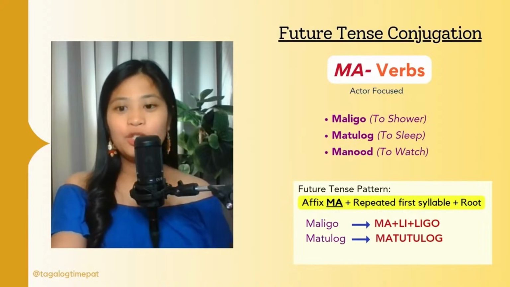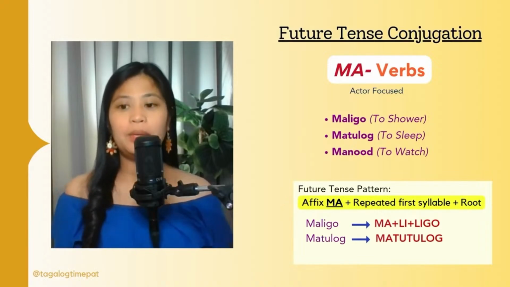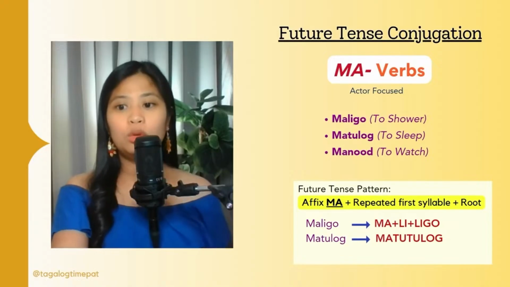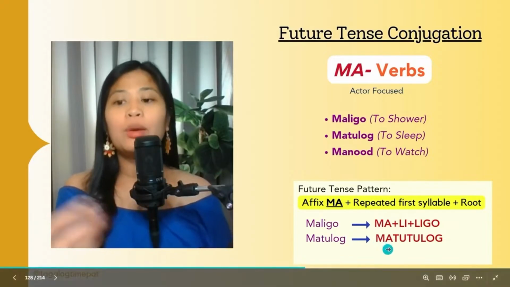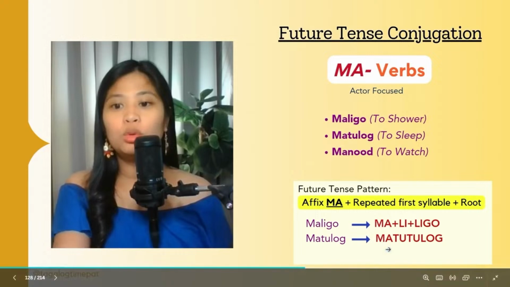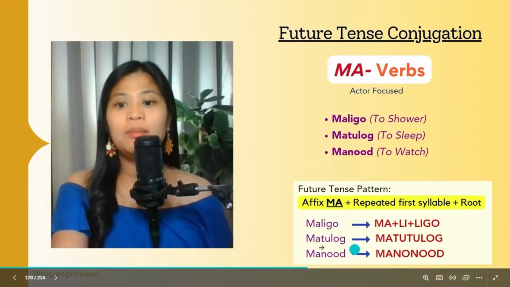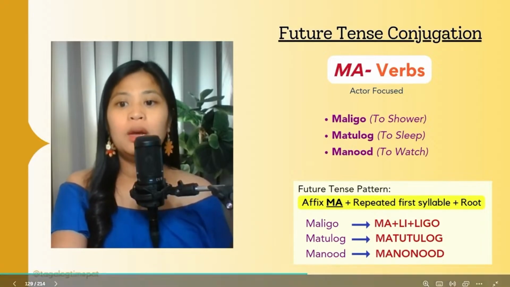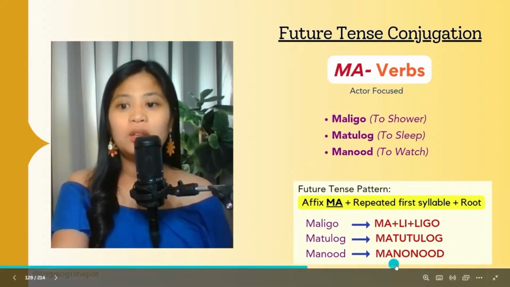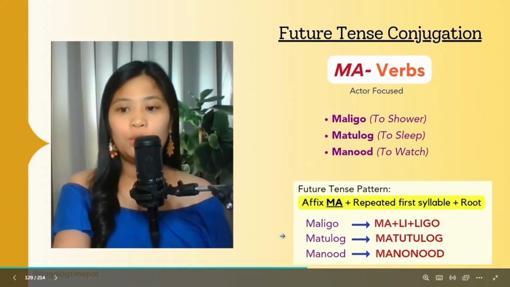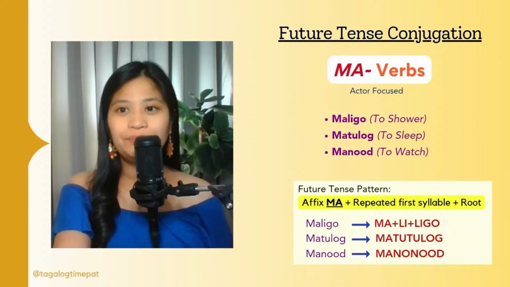Okay, in the future tense, matulog, to sleep, will be matutulog. Matutulog ako, I will go to sleep. Matutulog. So the affix is ma, then there's a repeated first syllable, and then the root. Matutulog. And then manood, to watch, will be manunood. Affix is ma, then there's a repeated first syllable, and then the root. Manunood ako, I will watch.